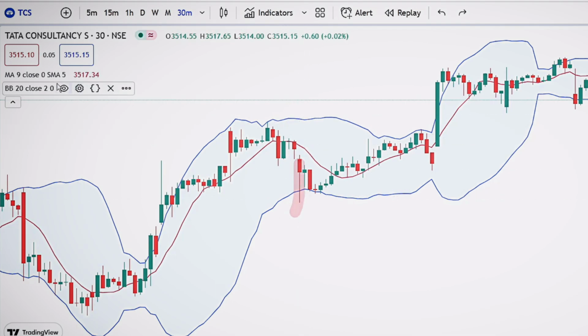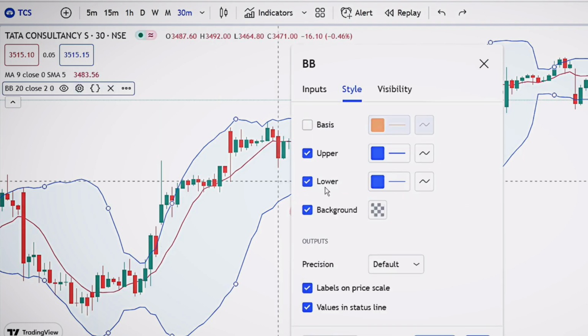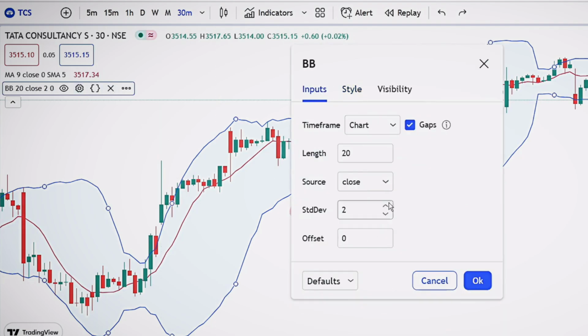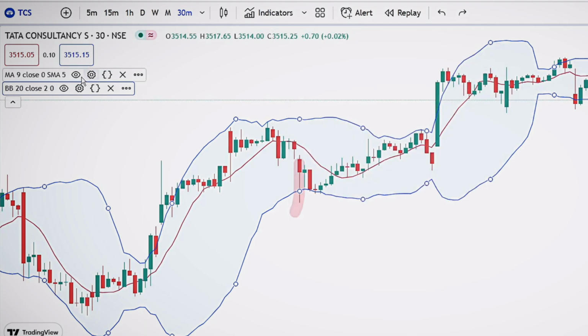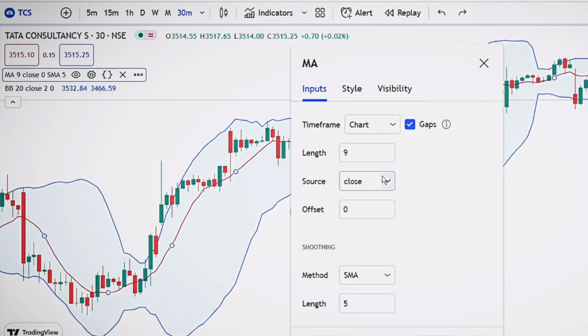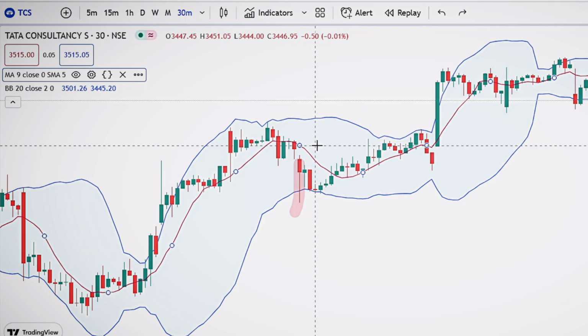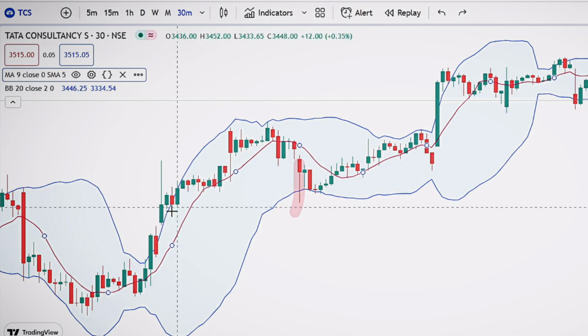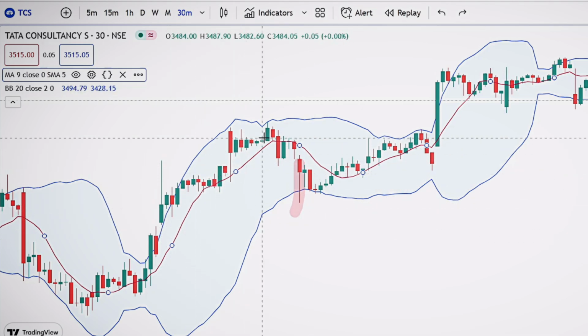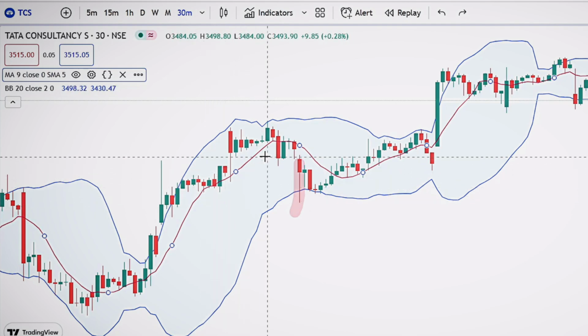Let me quickly show you the settings. Bollinger band with a 20 length and a 2 standard deviation setting, and for the moving average I am using the 9 period SMA. In this setup you will notice that most of the time the stock moves close to the SMA.